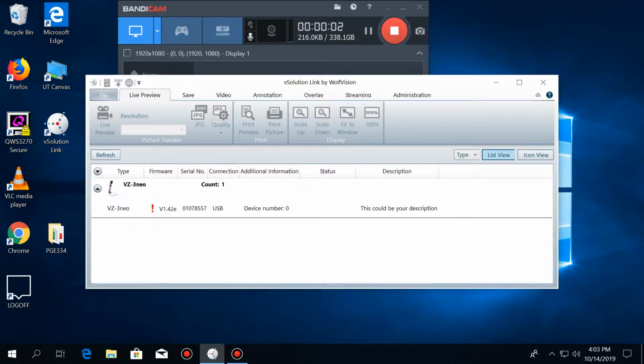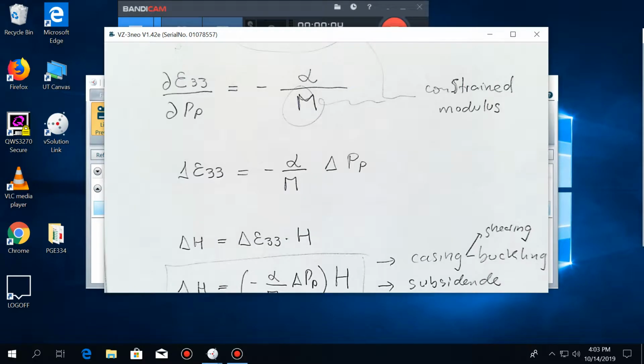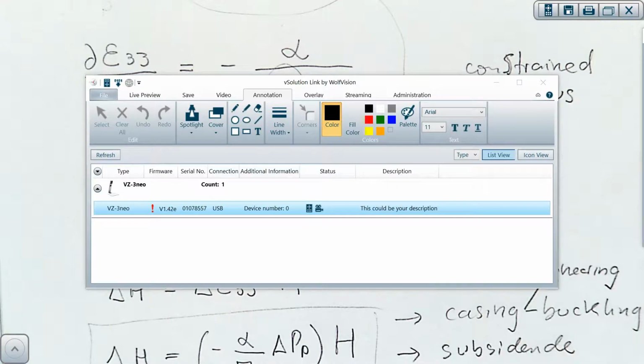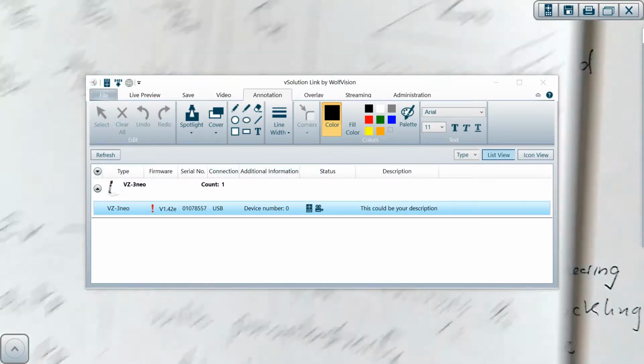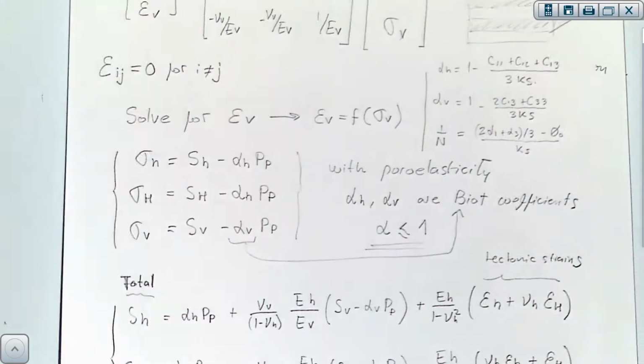All right, so this is working, and this is working too. I mean these equations.